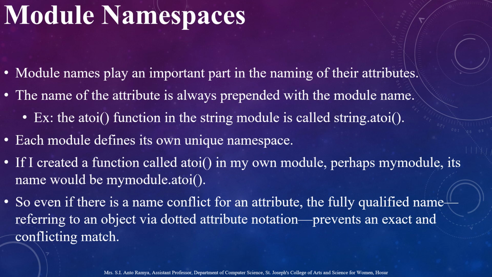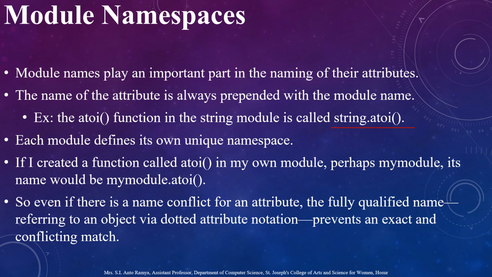Module namespaces. Here the naming of a module is very important. The name attribute is always included along with the module name. See the example, there is a function called atoi. That atoi function is available inside the module called string. So you cannot directly call the atoi function. Always the functions inside the modules should include the module name also. So here you can see string dot atoi, like that only we have to call it.